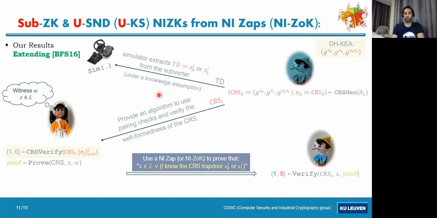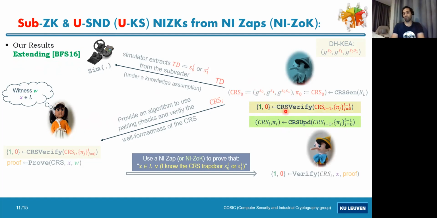But in this paper, we observed that we can extend this idea, and we can define a CRS update that would get this CRS and update it. And then it will also give a proof that I did the update correctly. Then the parties will be able to verify this update by some similar CRS verification, but it's a slightly extended version of this one, because you have some intermediate updates that you need to verify. Then we prove that this protocol can achieve subversion zero knowledge and updatable soundness if we start with non-interactive Zaps. But if we start with non-interactive Zap of knowledge, their compiler, basically their technique, can also be used to build subversion zero knowledge updatable knowledge soundness.